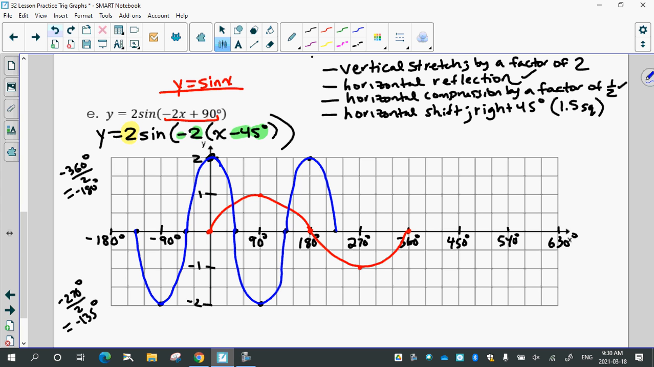Now I have to do amplitude, period, phase shift, domain, and range.